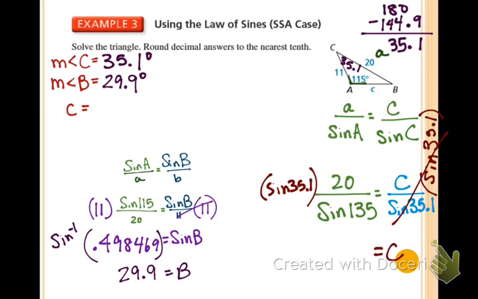What do we get rounded to the nearest tenth? 16.3. Wait, so how come it's 135? Oh, that's not right. Sorry, it's 115. I thought this was a 35, not a 115.